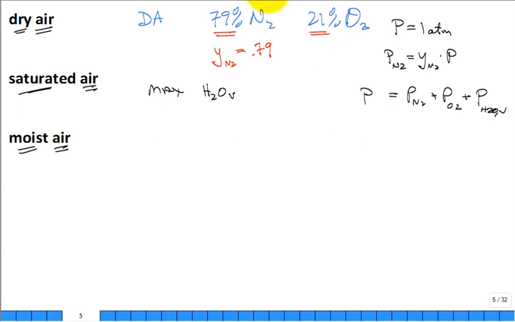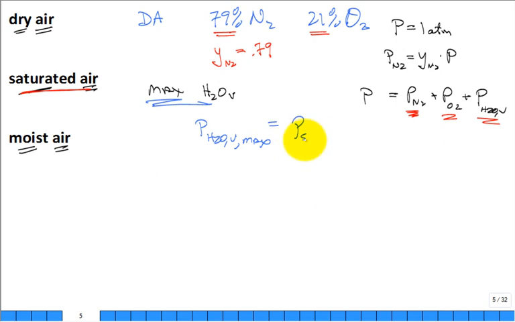So once we have this saturated air, not only is there nitrogen contributing some by its partial pressure, and oxygen by its partial pressure, but now you have the presence of water vapor, and it contributes. It has some non-zero partial pressure. Okay. What could be the maximum partial pressure of the water vapor that it could exert? So P H2O vapor maximum. What the maximum could be?